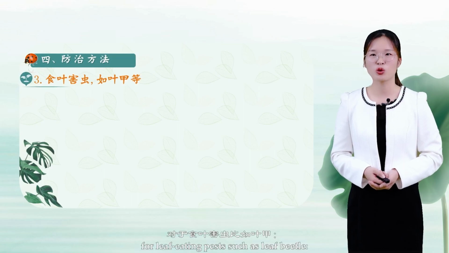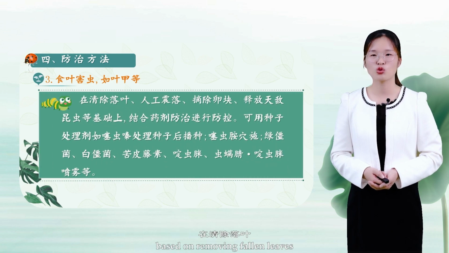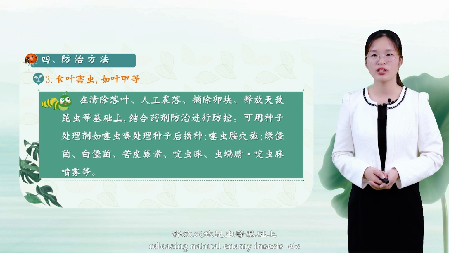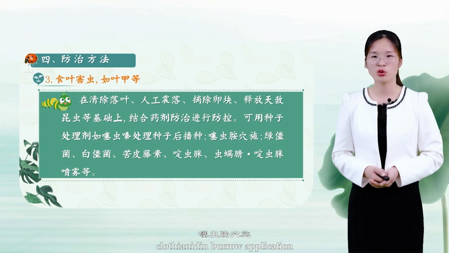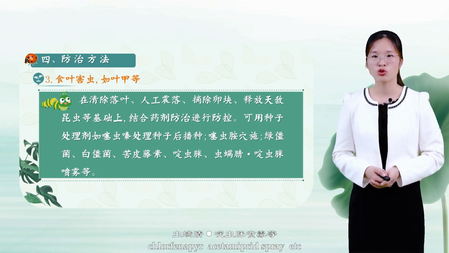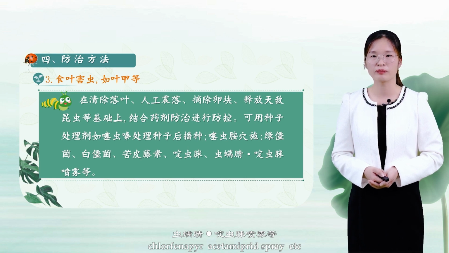For leaf-eating pests such as leaf beetle, based on removing fallen leaves, artificially shaking off, removing egg masses, releasing natural enemy insects, etc., seeds can be treated with seed treatment agents such as thiamethoxam and then sown. Clothianidin, burrow application, green muscardine fungus, Beauveria bassiana, Tetrastichus angulatus, acetamiprid, chlorfenapyr, acetamiprid spray, etc.